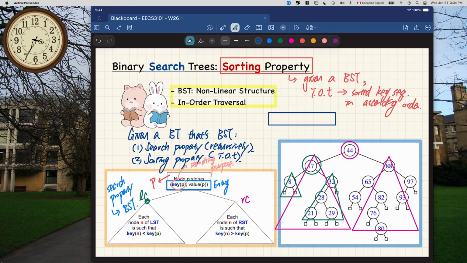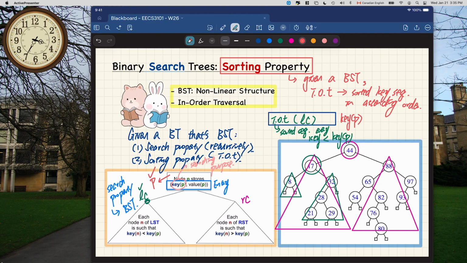This part here is going to be the in-order traversal of the left child. That one there is going to give you a sorted sequence where every key is less than the key of the parent P. Now let me put this one in the middle, so that will be the key of the parent.